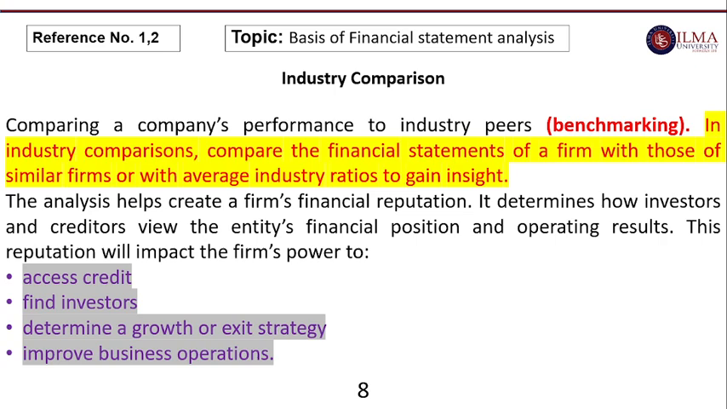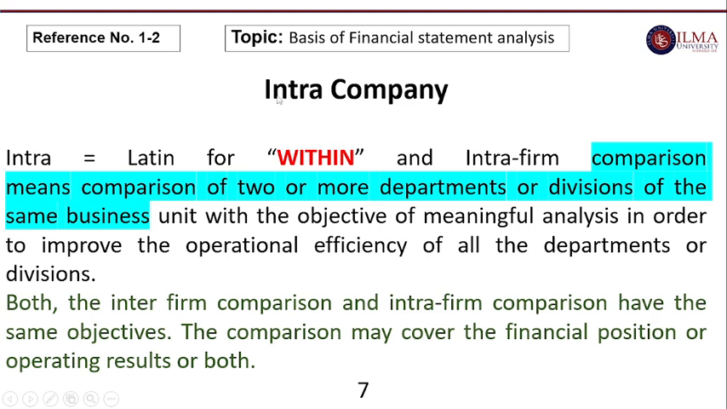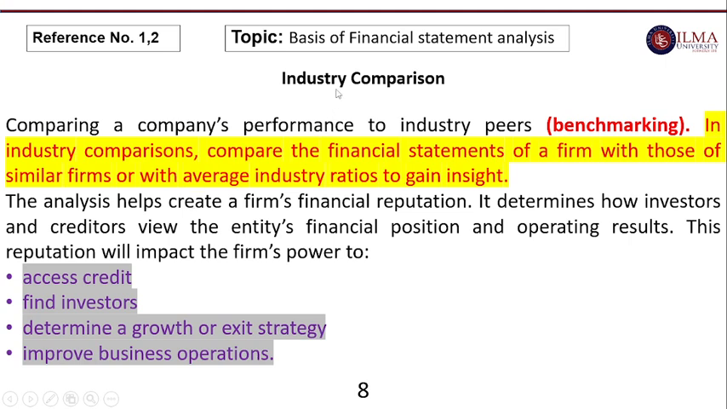next we have industry comparison. Over here we talk about two businesses, same business, A and B. In intra we talk about the within-the-company comparison. In industry comparison we are talking about the whole business, not just two companies. We are talking about more than two, three, four, or many other companies that have the same business, the same industry.